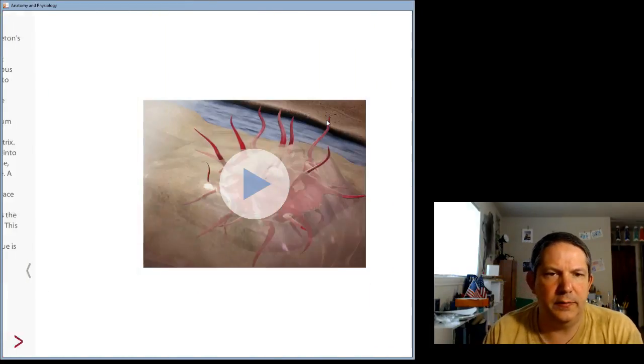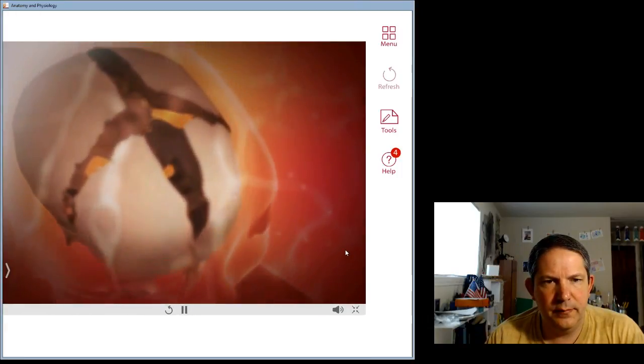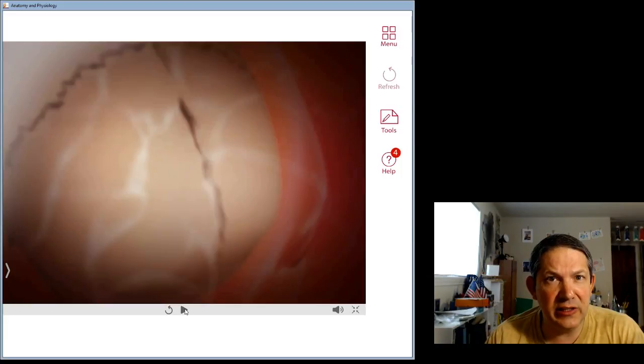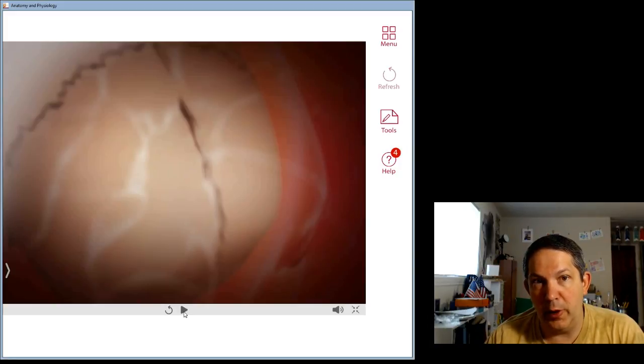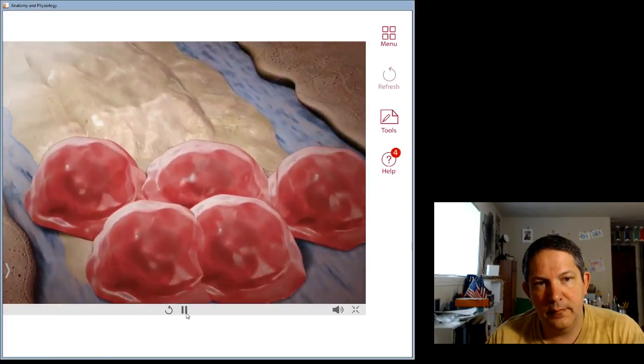Flat bone formation. The development of the skeleton's flat bones begins as certain mesenchymal cells at specific points. Mesenchymal cells? I've never heard it pronounced mesenchymal. Maybe that's the right way I say mesenchymal. Mesenchymal cells. Basically, instead of a cartilage model, we've got a fibrous membrane. And embryonic fibrous connective tissue develop into osteoblasts.